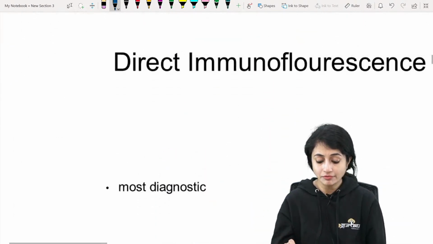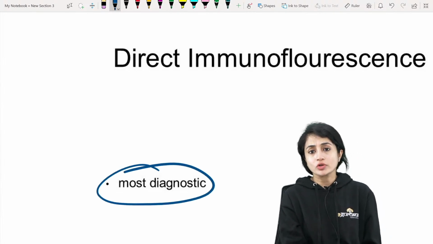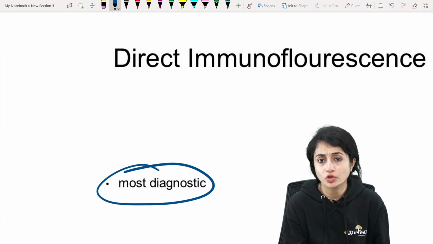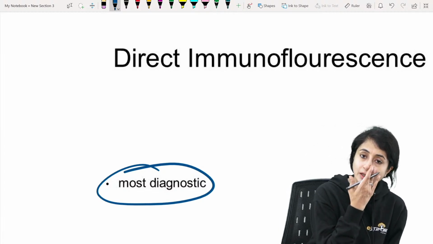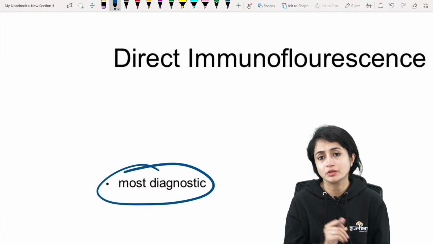And yes, DIF is the most diagnostic. If someone asks you what is the most diagnostic test for pemphigus group or autoimmune blistering disorders, it is DIF, because it helps me clearly differentiate between intra and subepidermal disorders.